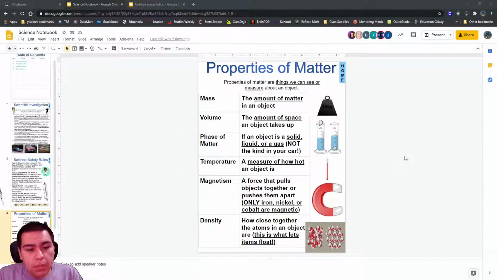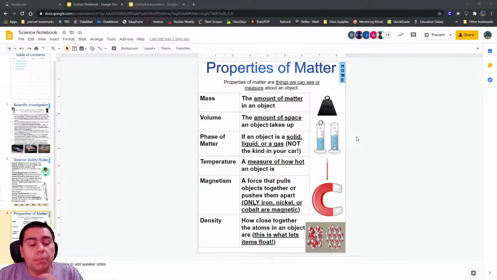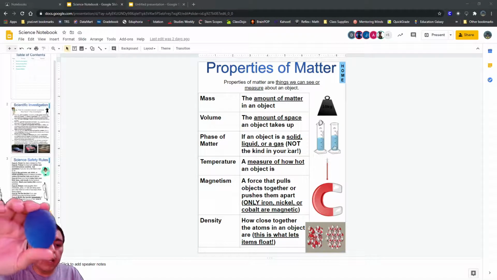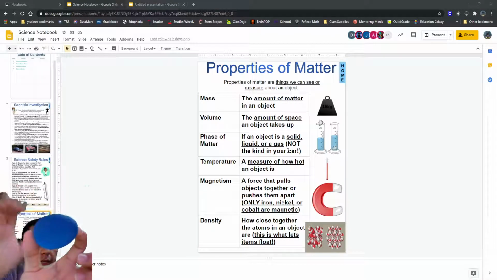Okay. Four properties of matter. Properties of matter are things about an object. So I have my object here, my blue stress ball. Things about an object that we can measure or that we can see. So a property of matter could be like the color, because you can see that this is blue. It could be something like the size, because I can take a ruler and I can measure how long it is from one end to the other end.